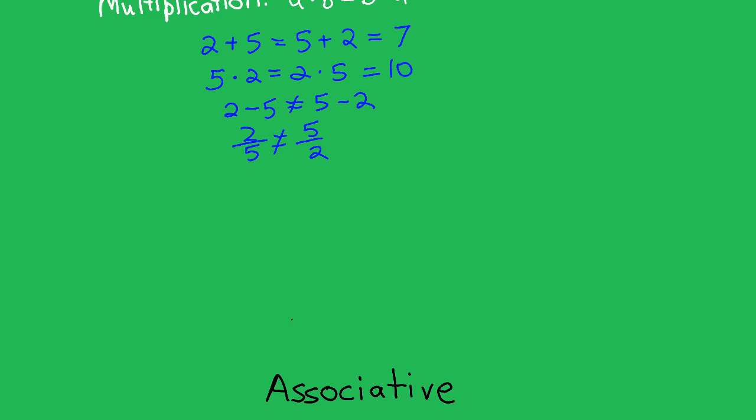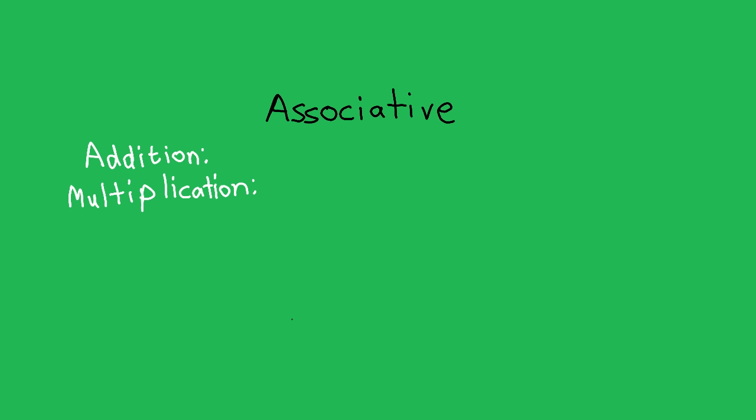Now, if the commutative property tells us that the ordering of numbers when adding or multiplying does not matter, the associative property tells us that the grouping of numbers does not matter. So for addition, we have the quantity a plus b, plus c, equals a plus the quantity b plus c. And for multiplication, the quantity a times b, times c, is equal to a times the quantity b times c.